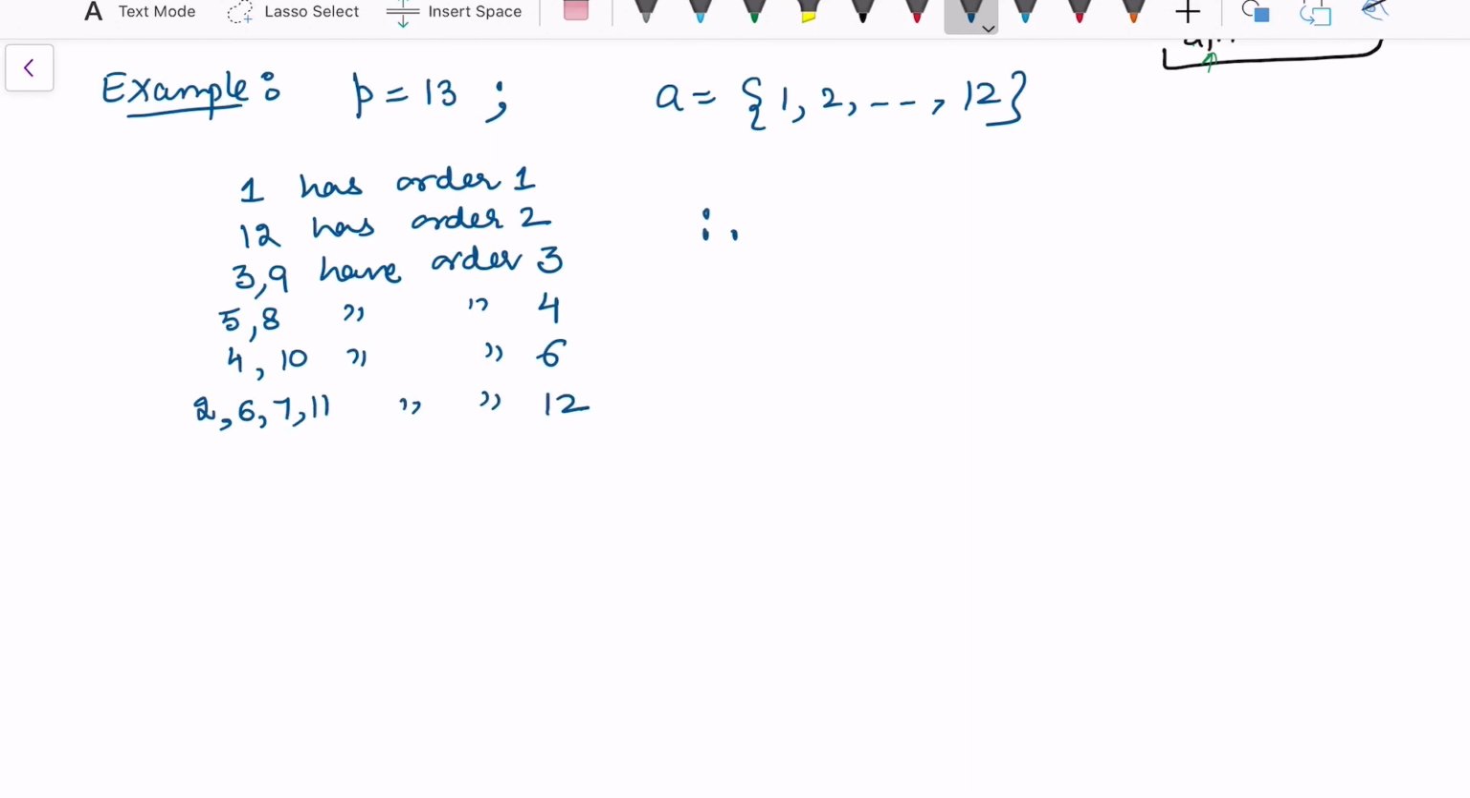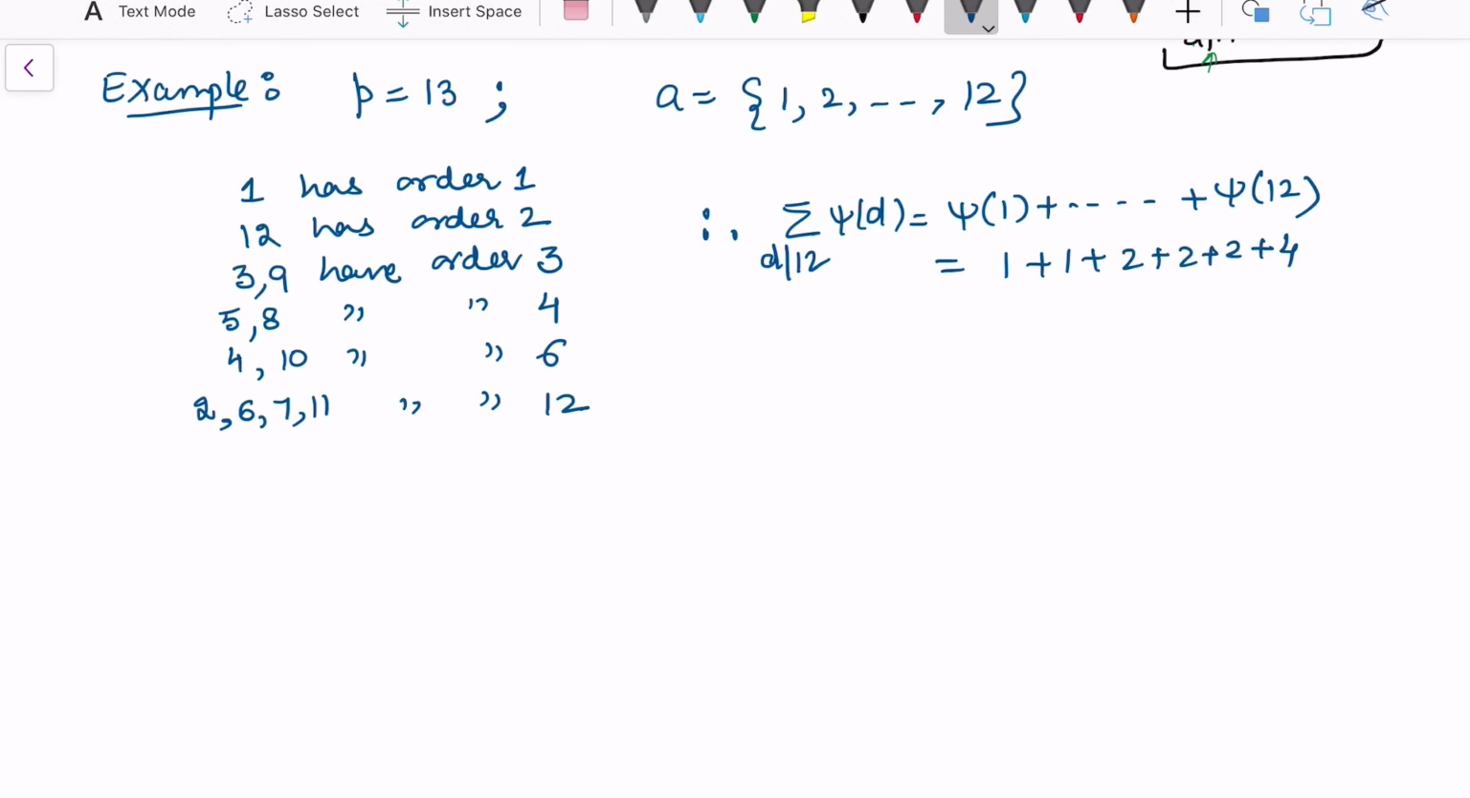And hence we have written the summation over d divides 12 of ξ(d). If I open this, ξ(1) plus so on plus ξ(12), this quantity is 1 plus 1 plus 2 plus 2 plus 2 plus 4, that is equal to 12. And how did I count? I can count how many numbers we have on this side. Now let us see the other way around, because we also wanted to calculate ξ(d). So to calculate ξ(d), what we have shown is ξ(d) is always equal to φ(d). This is what we have claimed. Let's look one by one. ξ(1), because the divisor is 1.